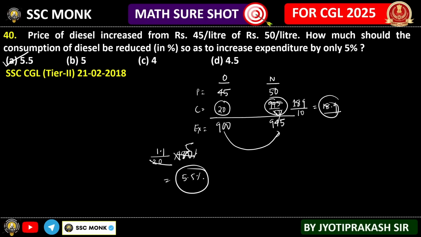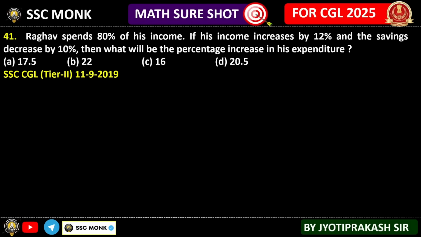Sir, 5.5%. Clear? Next. Raghav spends 80% of his income. If his income is increased by 12% and the saving is decreased by 10%, then what will be the percentage increase in his expenditure? Let's say Raghav's old income was 100, expenditure was 80, and saving was 20. Now what happened? His new income increased by 12% and his saving decreased by 10%. That means now his savings is 18 rupees. So how much is he spending? 94 rupees he is spending.